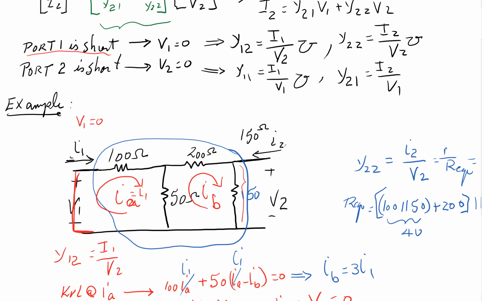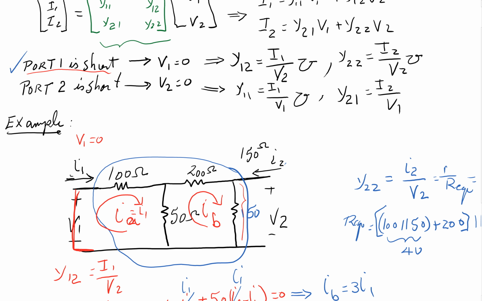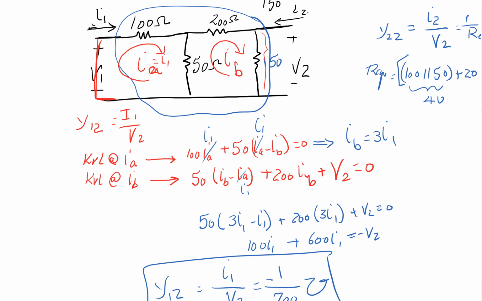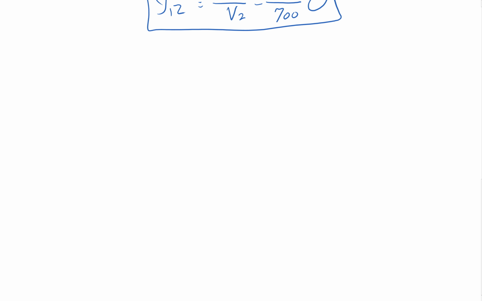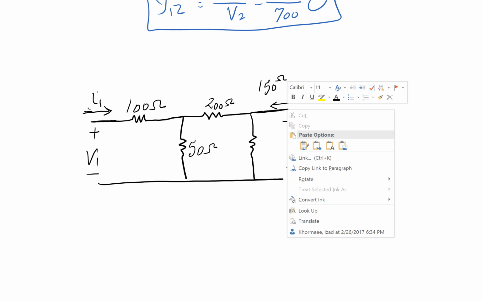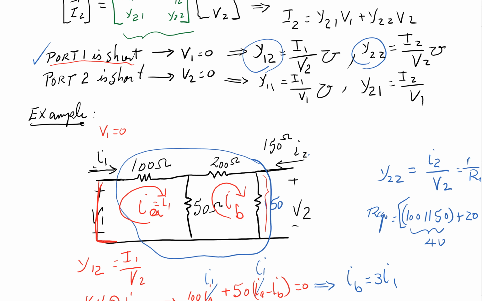Okay, so we took care of whatever port 1 was giving us. We found Y12 and we found Y22. Now the next question is how are we going to find Y11 and Y21? Hopefully by now you've guessed that the process is pretty much the same. We're going to come down here and paste that image. Again, redrawing is a wonderful thing. This time we are taking advantage of the second set of equations, which says port 2 is shorted, so we can find Y11 and Y21, which are these two.